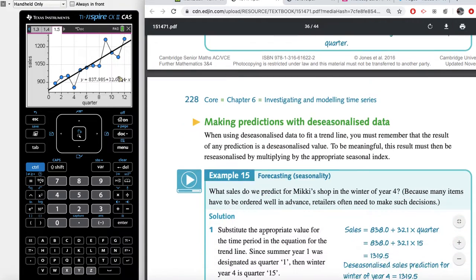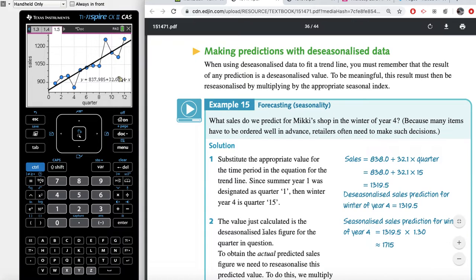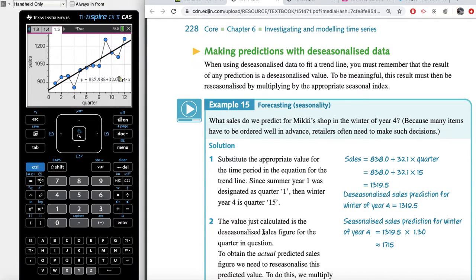Let's keep going down here. Making predictions with deseasonalized data. You can read this part. I'm going to go straight into the question. What sales do we predict for Mickey's shop in the winter of year 4? Remember, because many items have to be ordered well in advance, retailers often need to make such decisions. This is where it's coming to real life stuff, all right, the extrapolated data stuff. So this talks about one of the other examples we had. Substitute the appropriate value for the time period in the equation for the trend line.